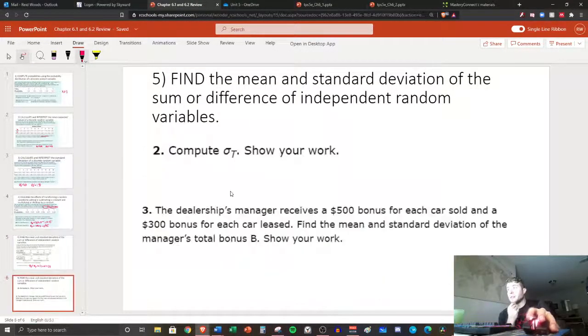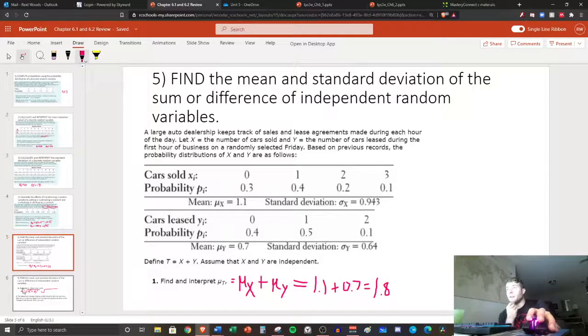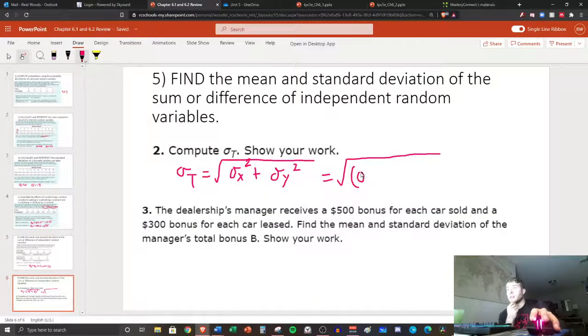We need our standard deviation. So we're going to say sigma of T is equal to a square root. We want to take sigma of X. I better write this. Sigma of X. We need to square that. Add that to sigma of Y. We're going to square that. So now let's rewrite this with the numbers, and then we'll use our calculator. So we have 0.943. I'm going to put it in parentheses.